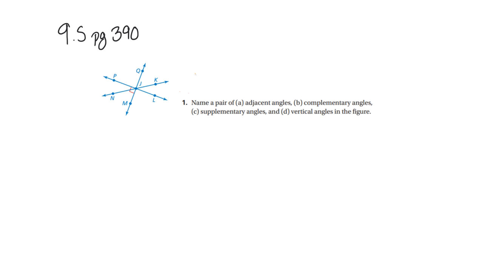Okay. So first, a pair of adjacent angles. Remember, those are just angles that share the same vertex. So I'm going to go with this vertex right here. And let's say angle QJK, which is this one, and angle KJL, which is this angle. And see, they share that same vertex, so those are adjacent angles.